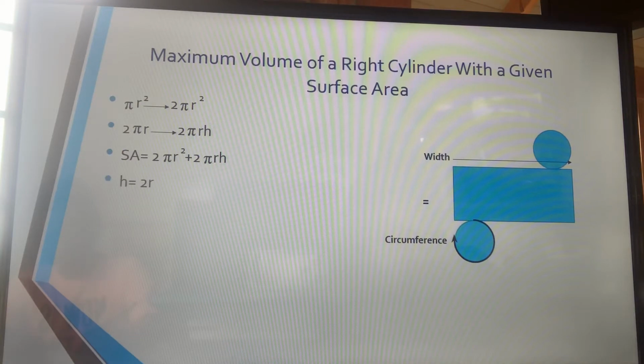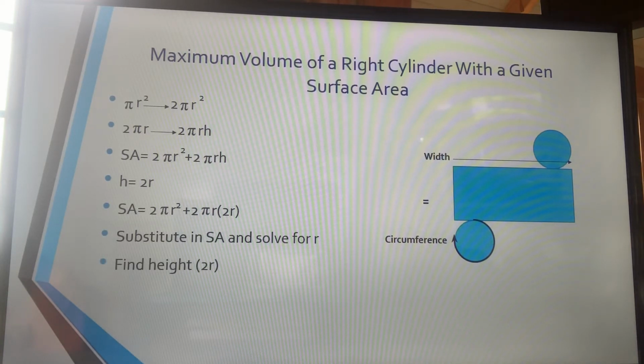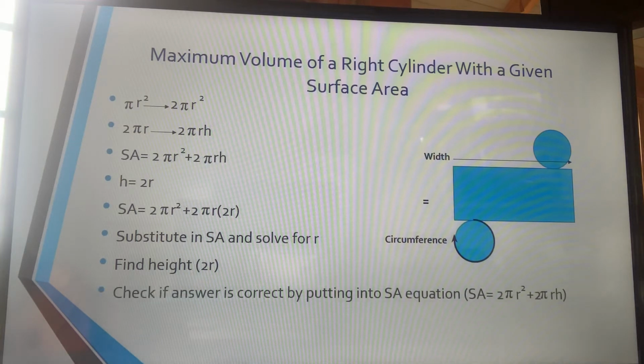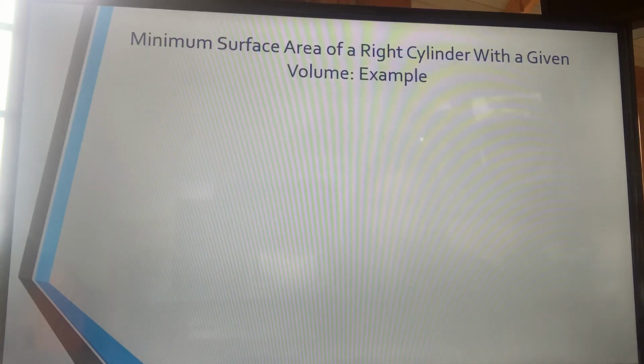Now, if we substitute the surface area in, there are still two variables, but we only want one. We already know that the height should equal twice the radius, so we can change the formula to surface area equals 2 pi r squared plus 2 pi r times 2r. Next, substitute in the surface area and solve for r. Once you find r, use it to find the height. Check your answer by putting it into the surface area equation, and your answer is correct if it is equal to the given surface area. Substitute the radius and the height into the volume equation to get the maximum volume for the given surface area.